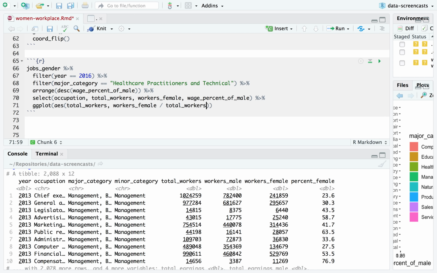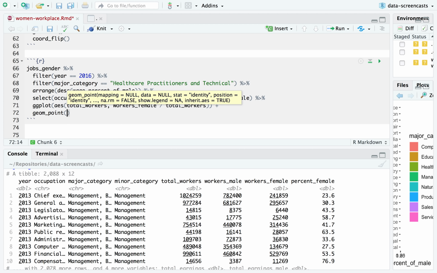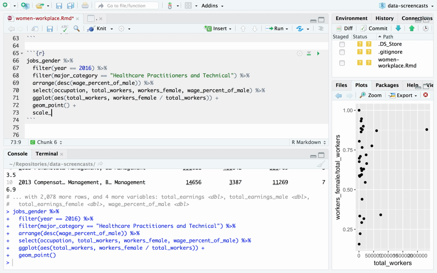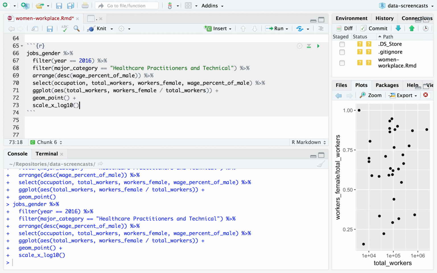Workers female divided by total workers, geom_point. Almost certainly going to need a log x-axis, scale_x_log10.